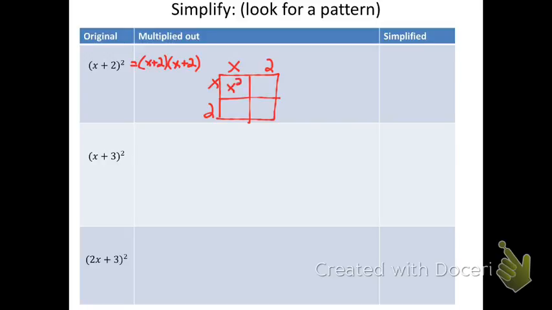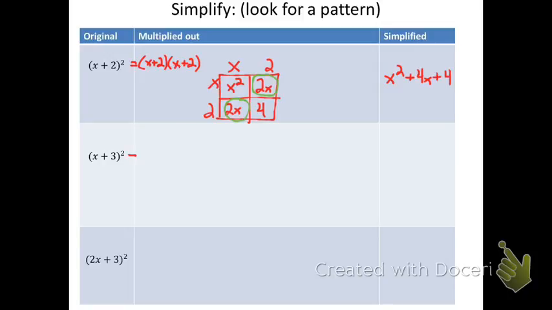X times x is x squared. 2 times x is 2x. 2 times x is 2x. And 2 times 2 is 4. I see that I have a couple of like terms right there that I can combine and simplify my answer to x squared plus 4x plus 4. Okay? Now, we've done one.